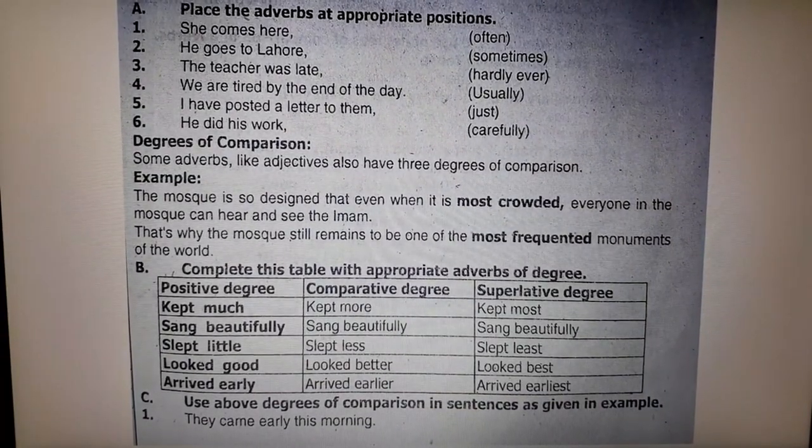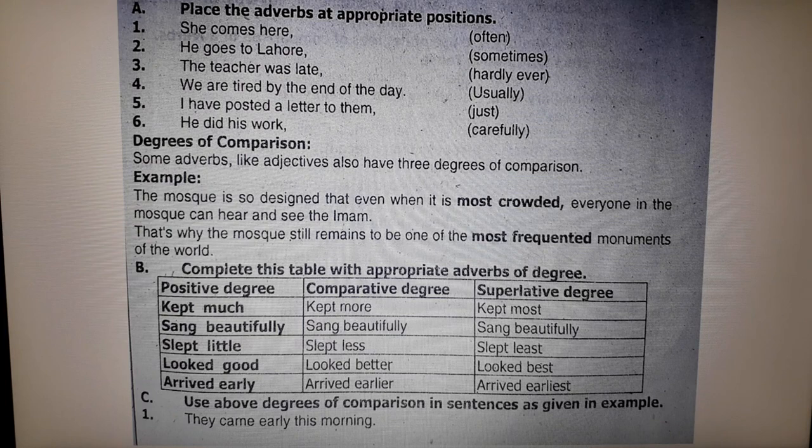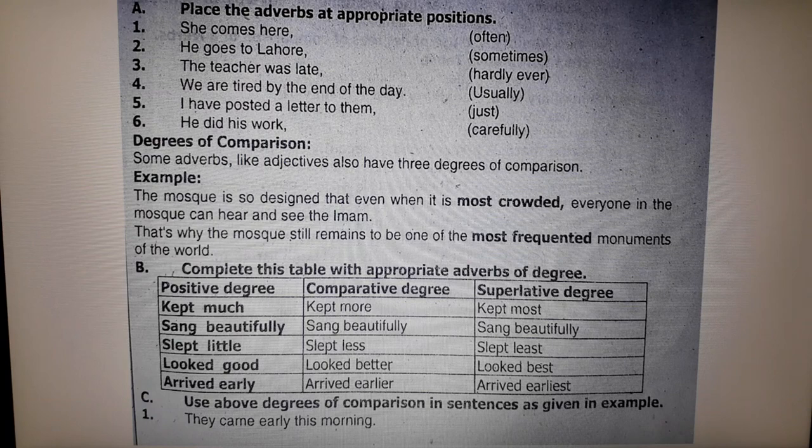Now, students, we have a grammar section regarding adverbs. So, the position of adverbs. Exercise A, place the adverbs at appropriate positions. Number 1, she comes here. In bracket it is written often. So we have to make the sentence complete. He often comes here, or he comes here often. You can make it in both ways. That will be okay. So he says at appropriate position you have to put them. So the balance of the sentence should be kept. He goes to Lahore sometimes, or sometimes he goes to Lahore.